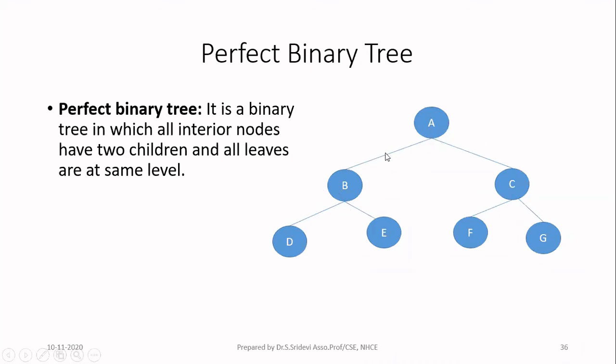All the interior nodes must have two children. Yes, they are having two children. So it is obeying the first point. And the second point is all the leaves are at the same level. So if you see here, I have four leaf nodes, D, E, F and G. They are at the same level. They are at level 2. Okay, when a tree is obeying these two properties, we can say that it is a perfect binary tree.